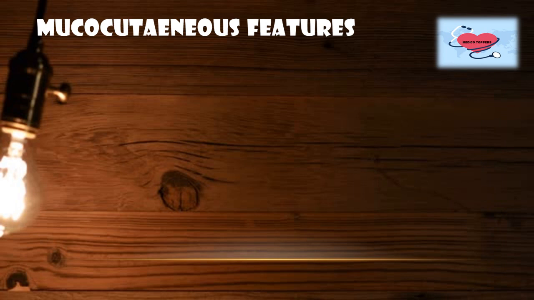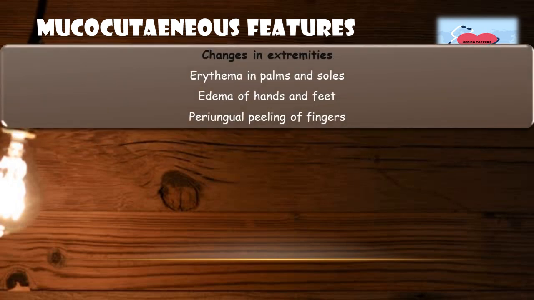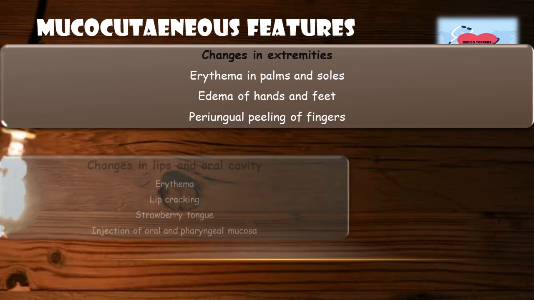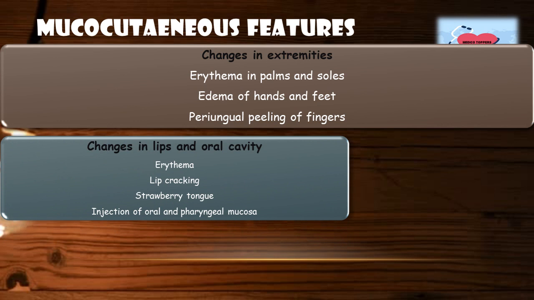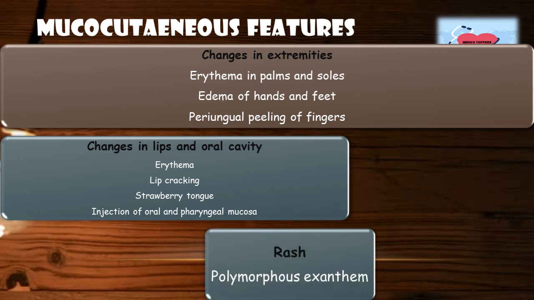So let's see the manifestations of Kawasaki disease. This is most important. So what are the changes in extremities? We can see erythema in palms and soles, edema of hands and feet, and periungual peeling of fingers. Then comes changes in lip and oral cavity. There will be erythema, lip cracking, strawberry tongue, injection of oral and pharyngeal mucosa. We already saw strawberry gum, so try to remember in which condition we can see strawberry gum. And in case of rash there will be polymorphous exanthema.